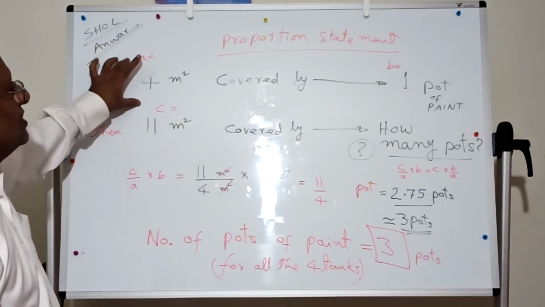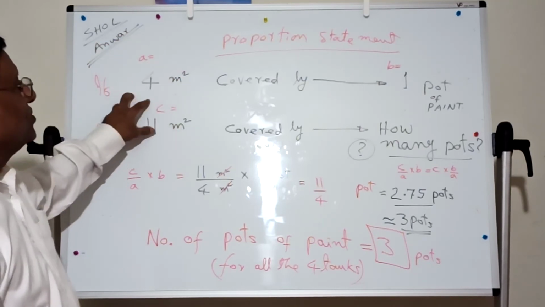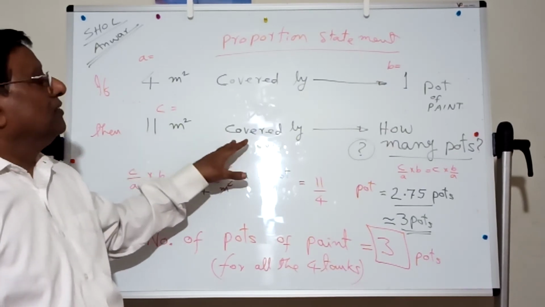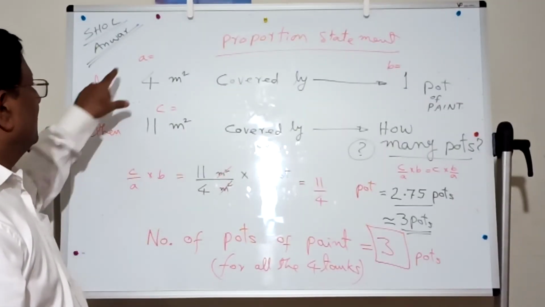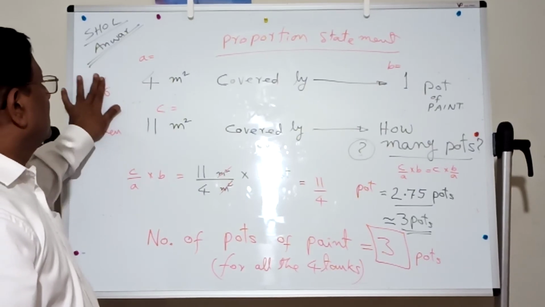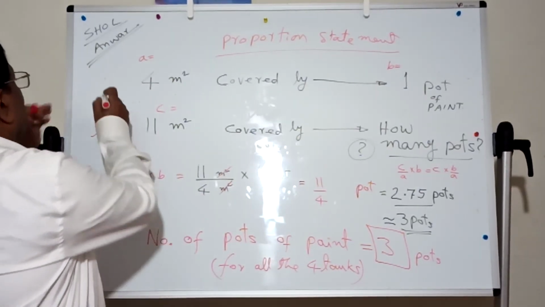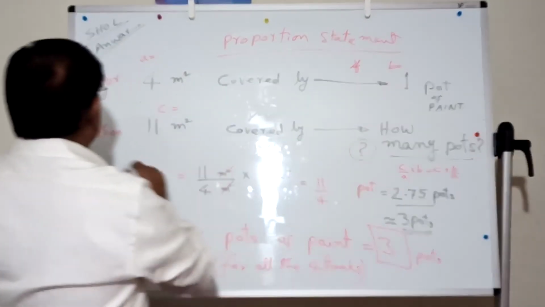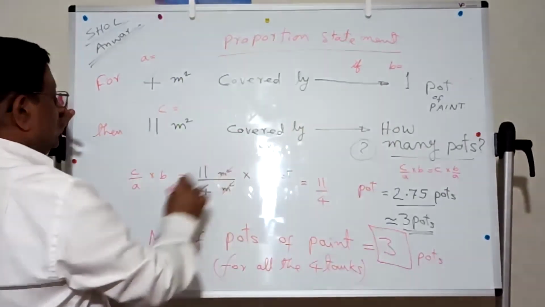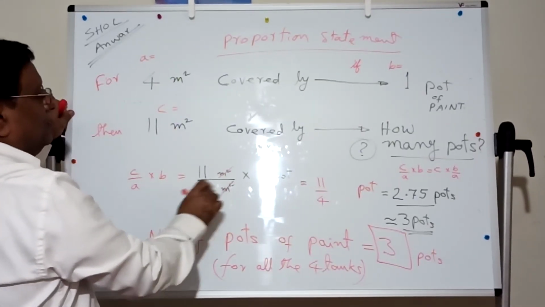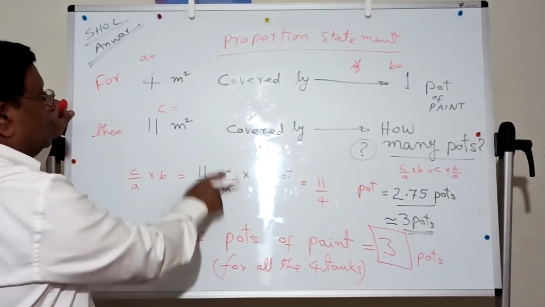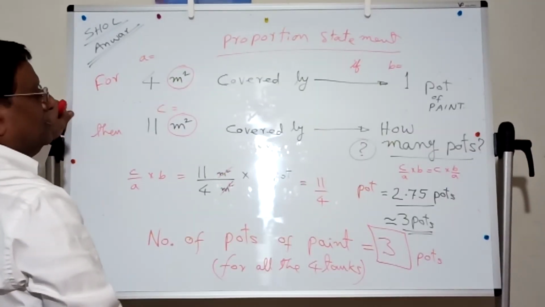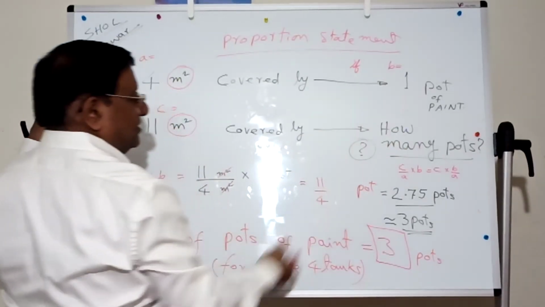This is important, the proportion statement. If 4 square meters is covered by 1 part, then 11 square meters is covered by how many parts? So if for A it is B, then for C how much? So C divided by A times B, in this way, square meter, square meter. This should be the same units, one below the other, when you are writing the proportion statement. Then the final units will be this one.